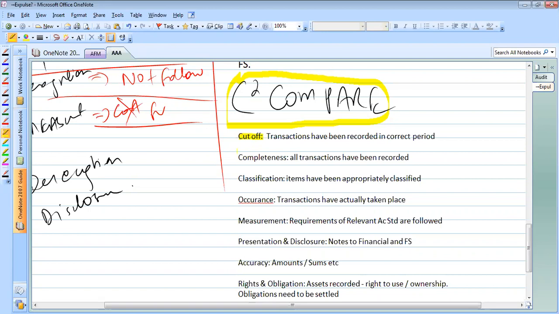Second thing is about completeness. Management says that they've ensured every single asset, every single liability, every single item of income, every single item of expense is recognized. Then there is classification. The management is claiming that we have appropriately classified all the items. If there is something which is an investment property, we've classified that as an investment property. If there is something which is PPE, we've classified it as property, plant, equipment only. That's what the management is claiming.